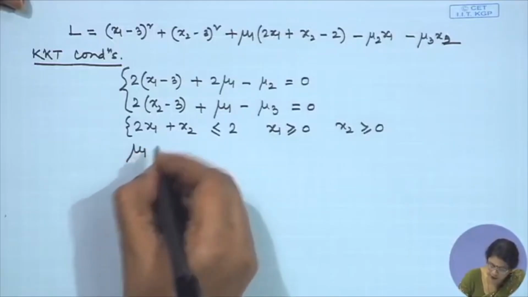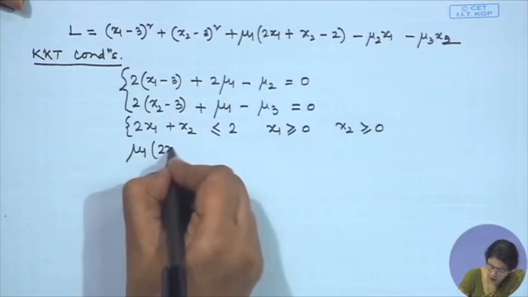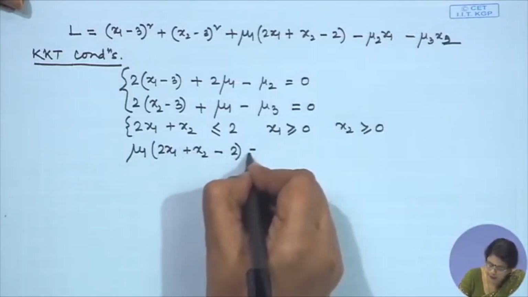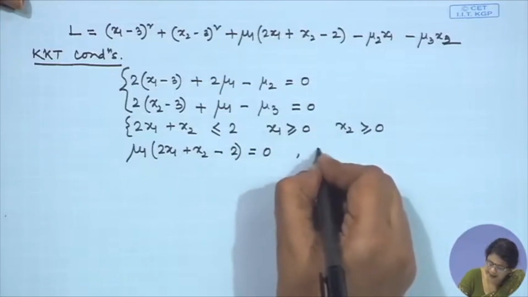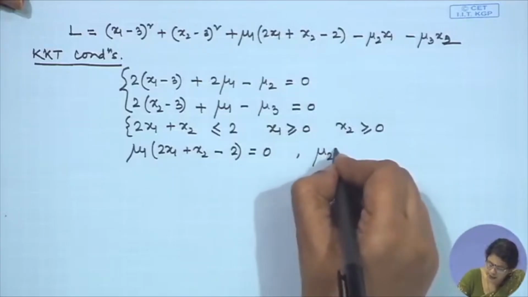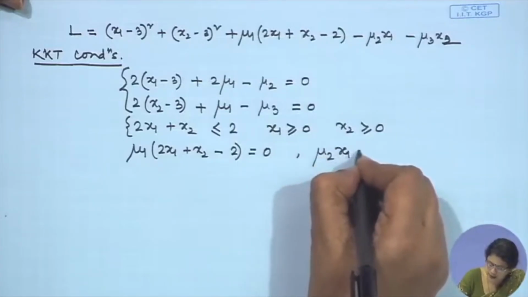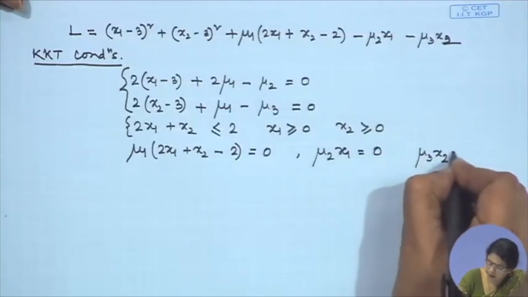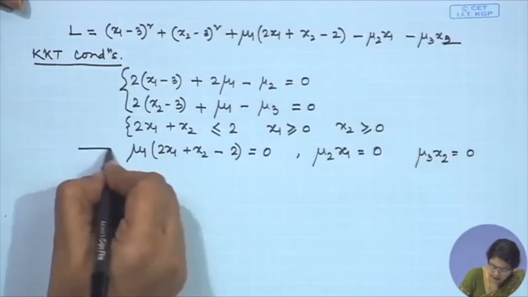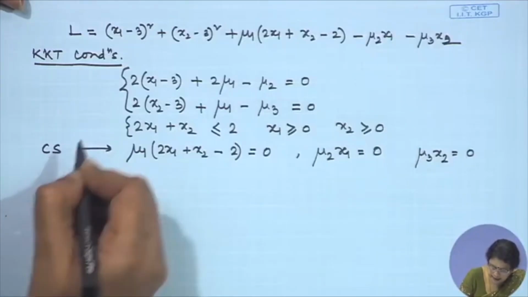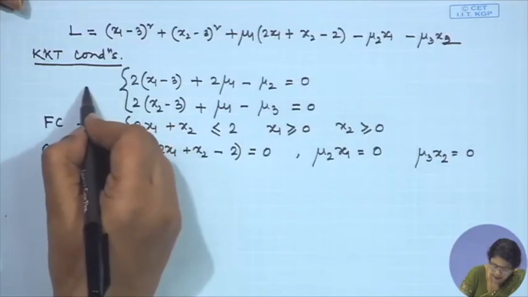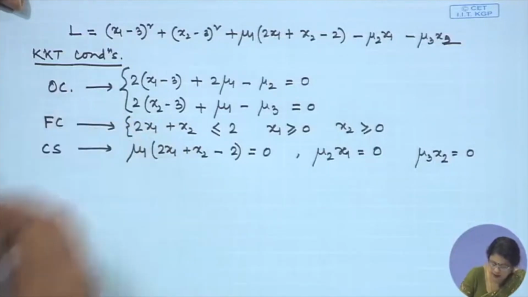The first condition is mu 1 into 2x1 plus x2 minus 2 is equal to 0, and the second condition is mu 2 into x1 is equal to 0 and mu 3 x2 is equal to 0. This is the complementary slackness condition, this is the feasibility condition, and this is the optimality condition.